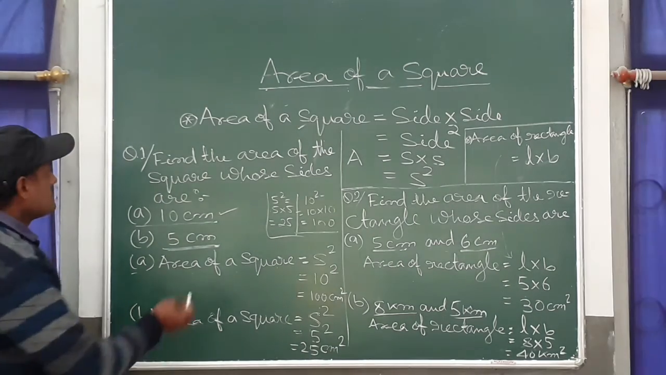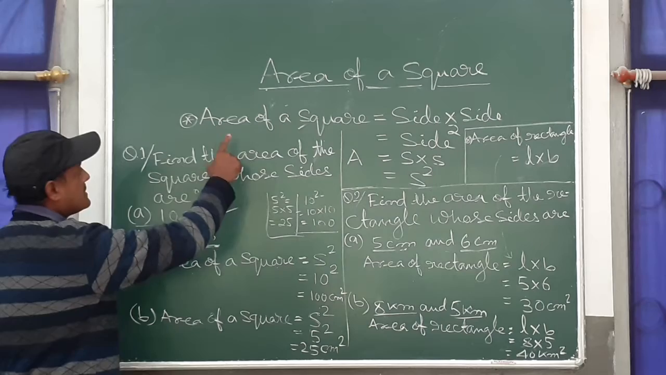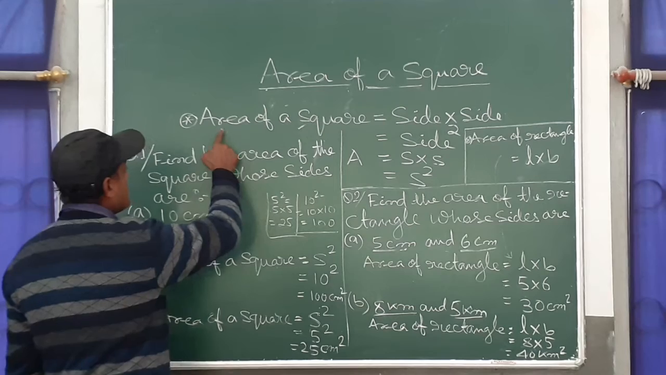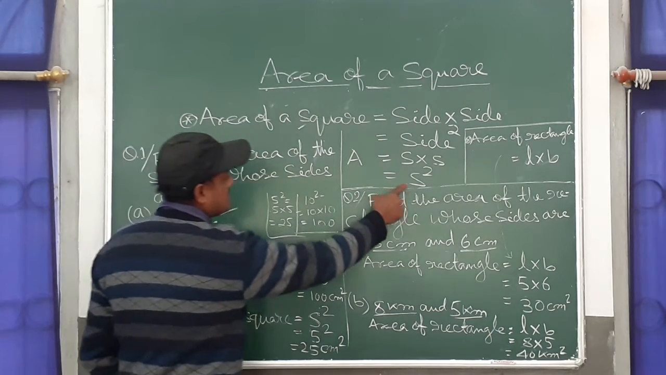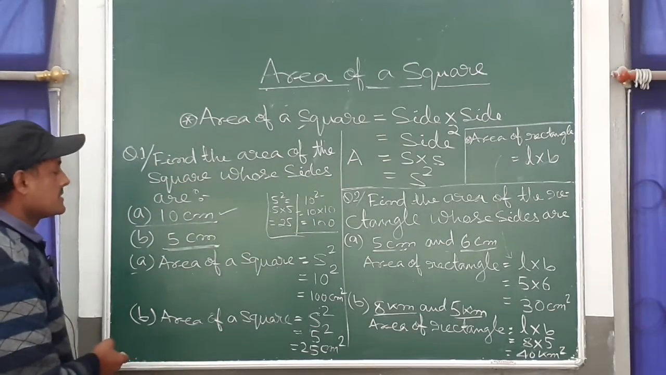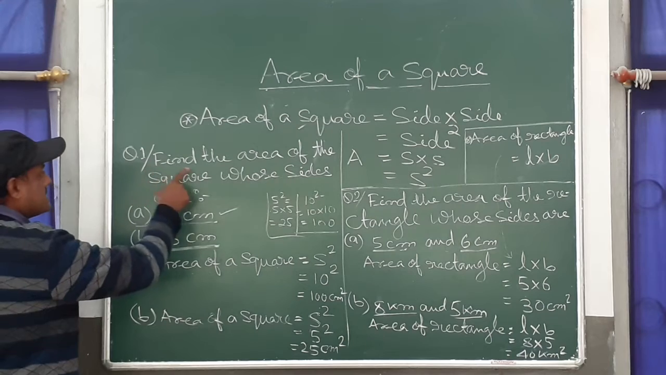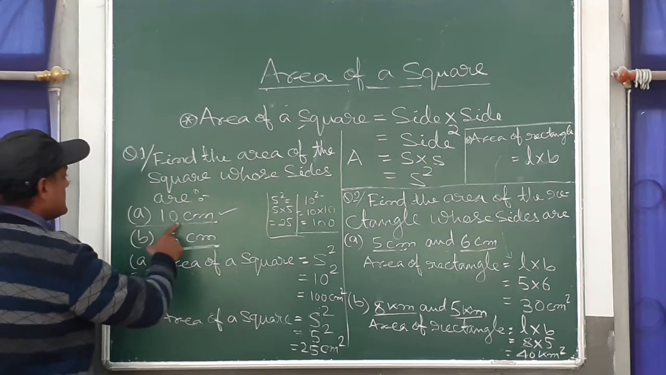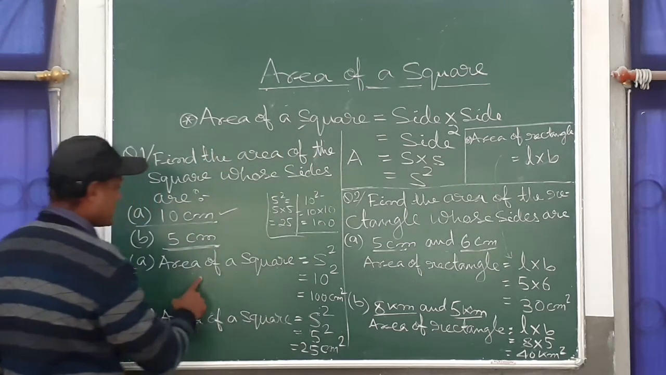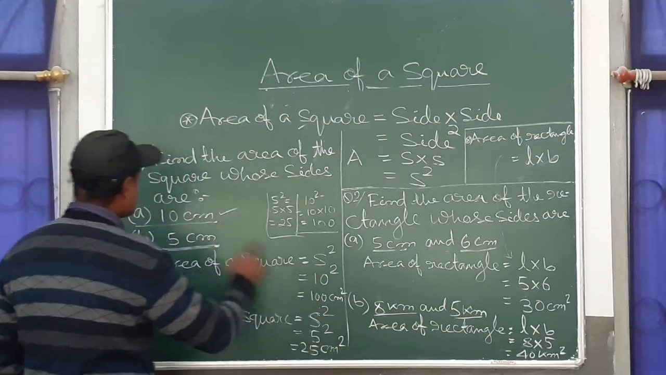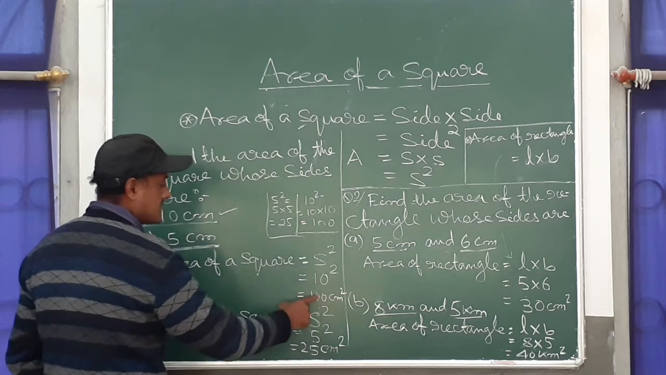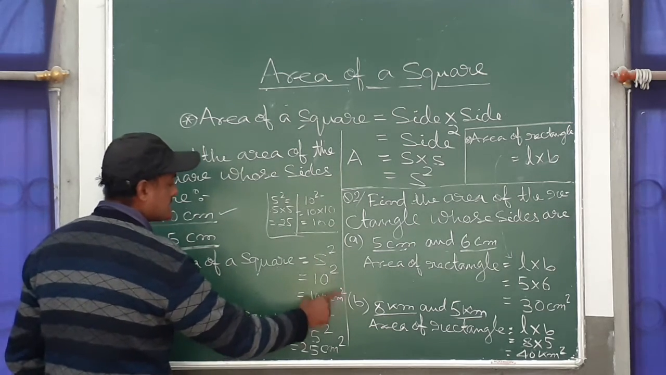Once again I will repeat the same thing. Just see, today we are going to calculate area of a square and area of a rectangle. I told you the formula of area of a square is equal to S square, and area of a rectangle is equal to L into B, means length into breadth. One example is, find the area of the square whose sides are 10 centimeter. Simply you write the formula, area of a square is equal to S square, and side is given 10 centimeter. So 10 square means 10 into 10, that is 100 centimeter square.